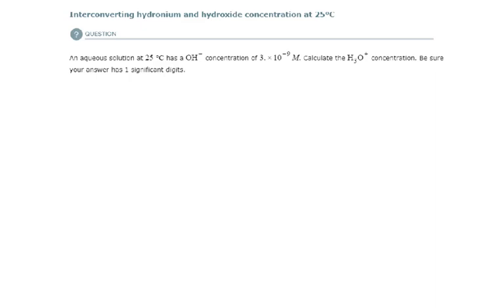So we have an aqueous solution at 25 degrees Celsius that has a hydroxide concentration of 3 times 10 to the minus 9 moles per liter, or molarity. Those are units of molarity. Calculate the hydronium ion concentration and be sure that your answer has one significant digit.